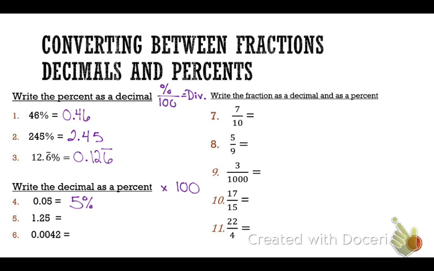1.25 as a percent, guys. 125%. And what about number 6? Hope, what'd you get for number 6? Very good. 0.42%.